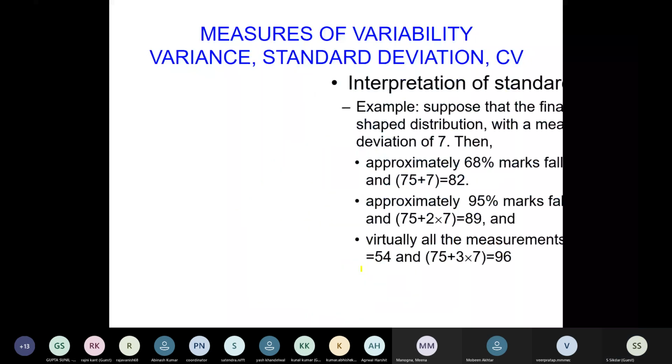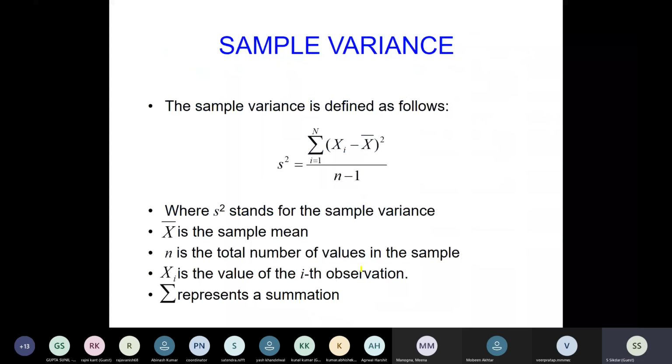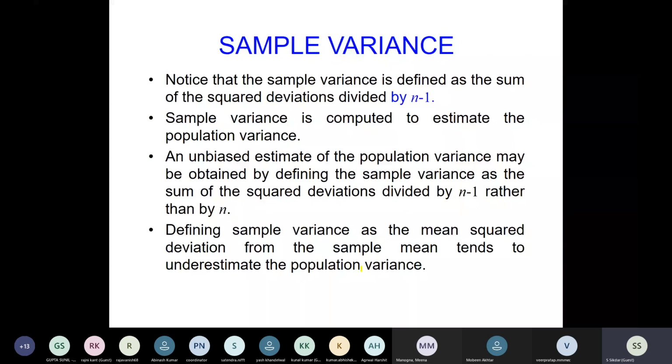So we end up here, and in general we have already covered most of the standard deviation and variance. As I said, the sample variance is the same thing: you have to divide by n minus 1. It is also good to know why this is n minus 1: an unbiased estimate of the population variance may be obtained by defining the sample variance this way. So we close here.